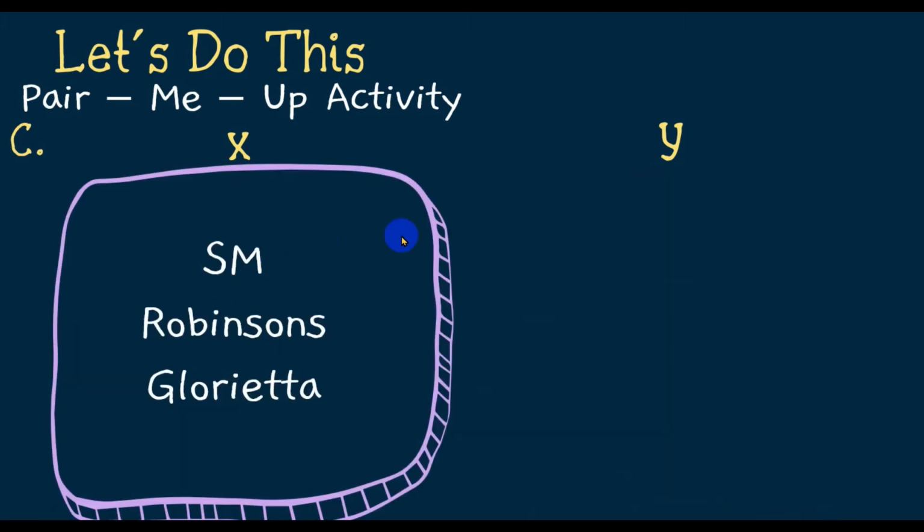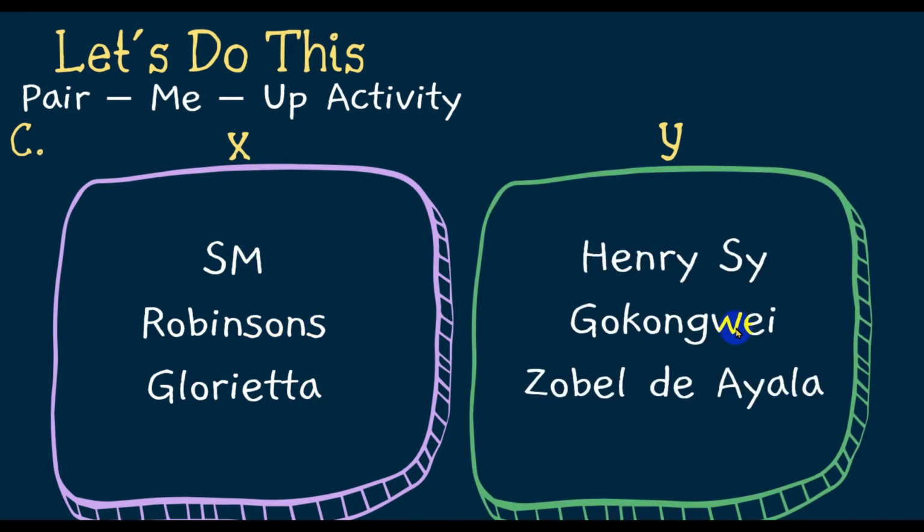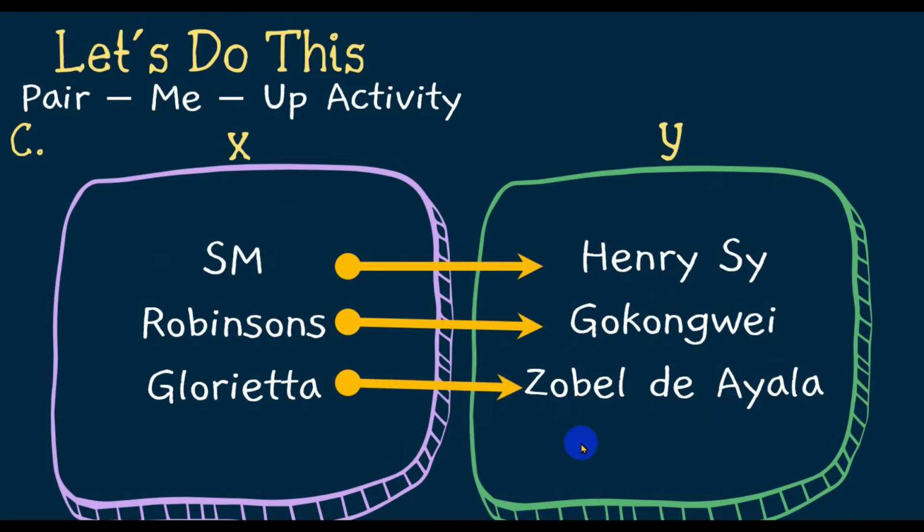Then the last, we have here SM, Robinsons, and Glorieta for the set X. And then for the set Y, elements in Y are Henry Sy, Gokongwei, and Zobel de Ayala. SM is related to Henry Sy, correct. Robinsons is related to Gokongwei. And the last one, Glorieta, is related to Zobel de Ayala. So, that's our first activity for this video.